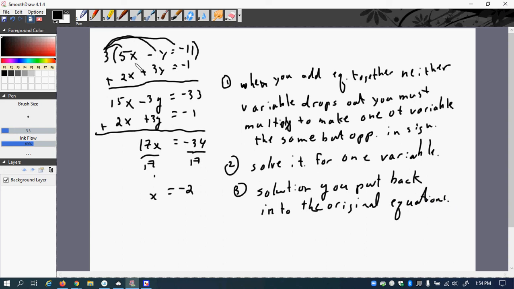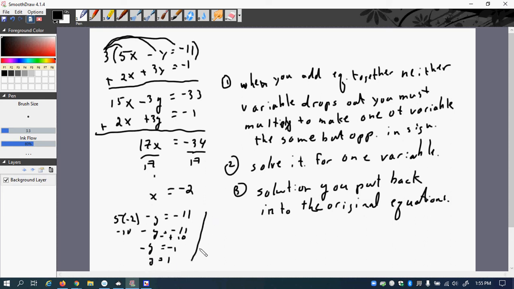So you put them back into either one of these. I tell people to do both because then you should get the same y value and you know that you did it correctly. So I've got 5x, but I know what x is, so I'll back that up. So I have 5 times negative 2 minus y equal to negative 11. So it's negative 10 minus y equal to negative 11. If I add 10, I get negative y equal to negative 1. And so y is 1.